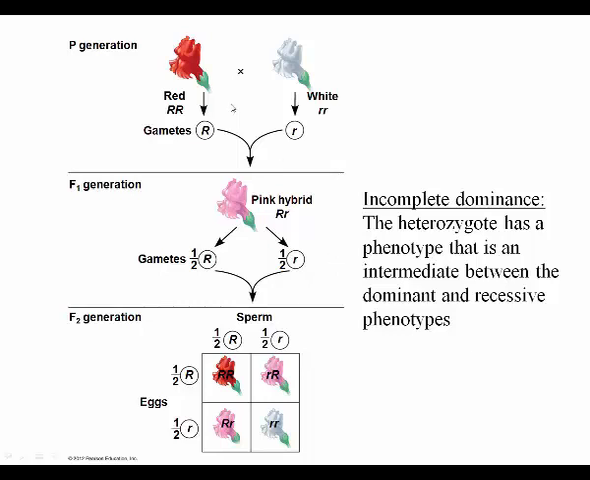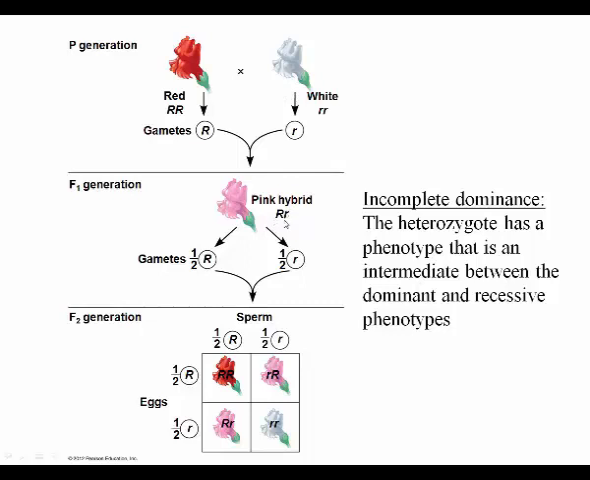So for example, flower color inheritance in snapdragons, there are multiple genes that are involved, but one of them confers red flower color. I have here a P generation, two true breeding parents, one red and one white. They're both homozygous for their corresponding version of the trait. Now, when each produces a gamete, one with a dominant allele and one with a recessive, they produce all heterozygous offspring. And these offspring are pink. This heterozygote has a phenotype that's an intermediate, kind of a blend between the dominant and recessive phenotypes.